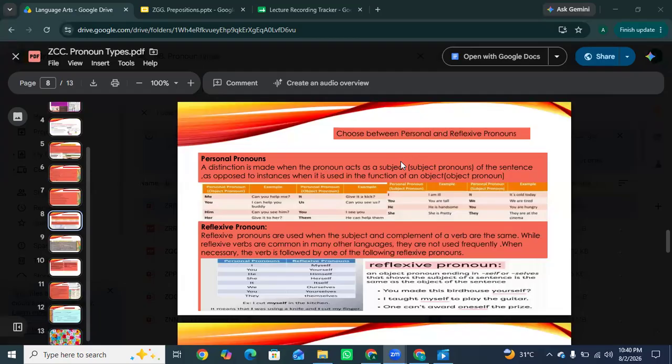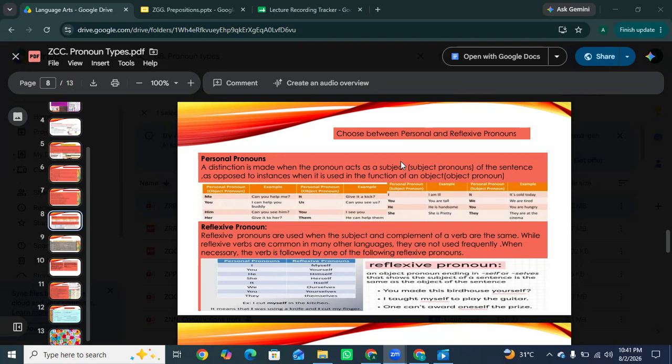They are used as the main subject of the sentence. For example, I am ill. She is pretty. Okay. And object pronouns are me, you, him, her, it, us, them. Use them when the pronoun receives the action, like, can you help me, please? Give it to her. Like, they're basically receiving the action.